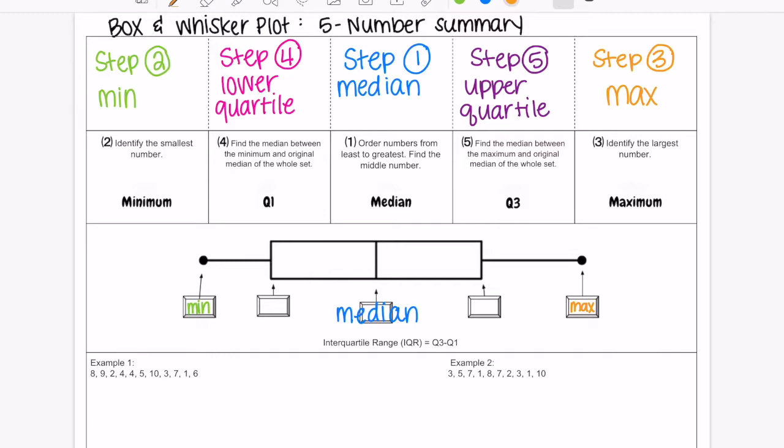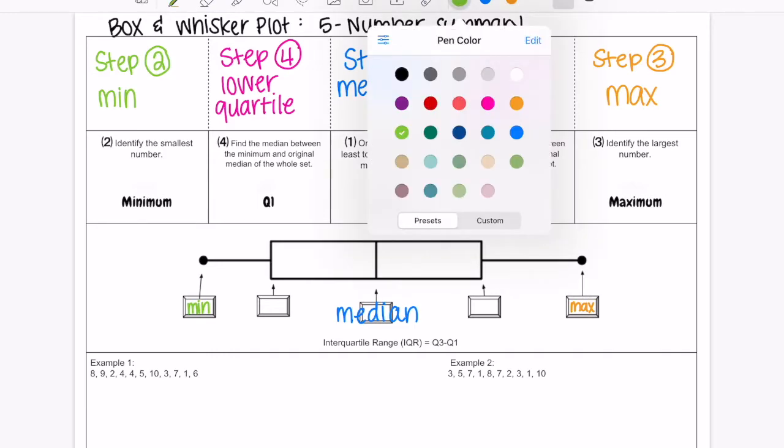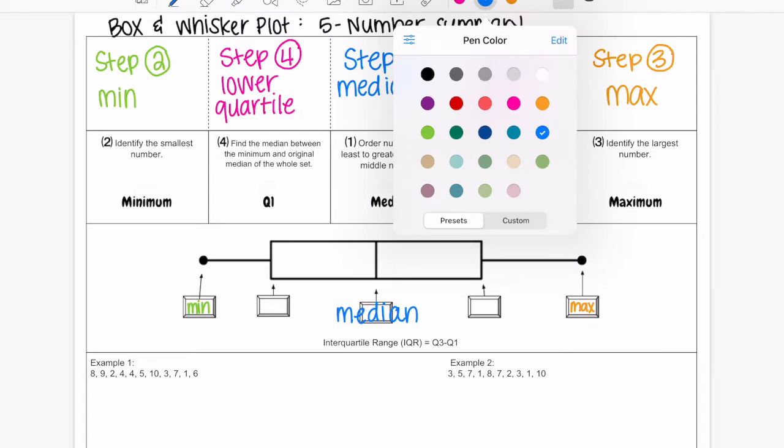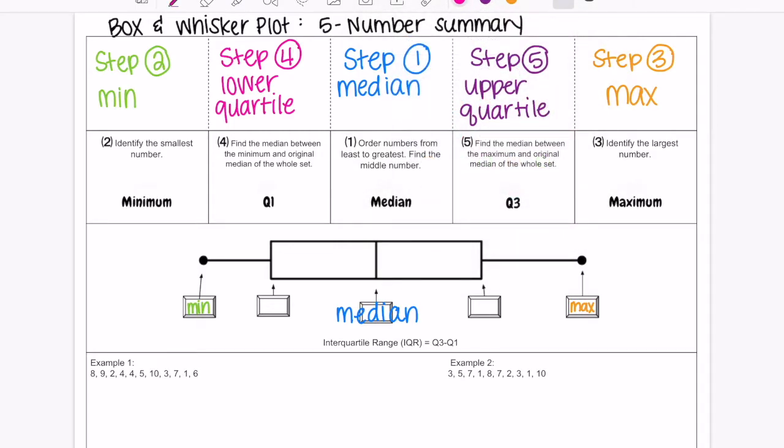Then the box itself is defined by 2 other values. So step 4 is finding the left side of the box. That number is actually the median between the original median and the minimum. And we call that Q1, or the lower quartile. Then you have the upper quartile, or the right side of the box, which is also called Q3.